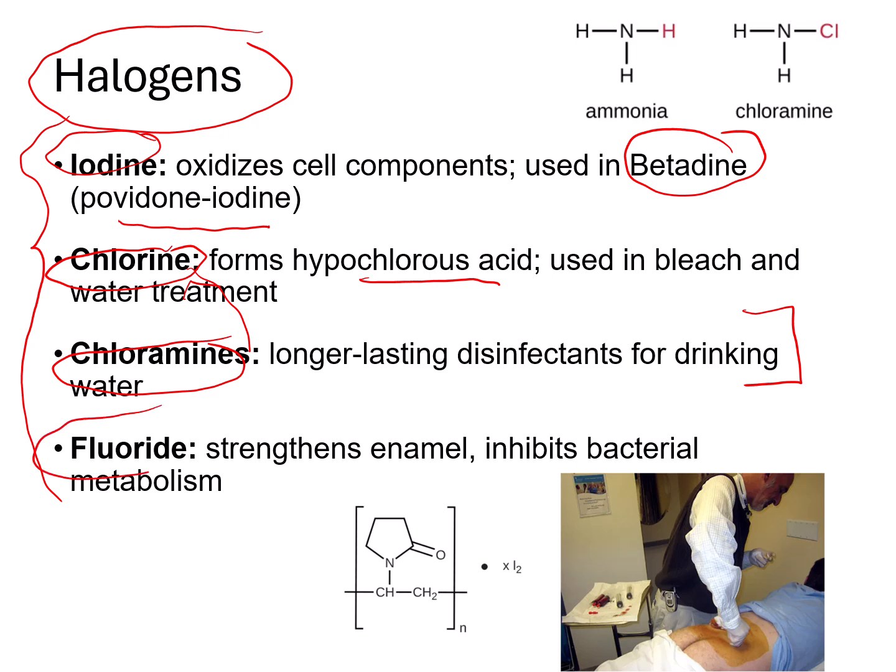And we have fluoride. This is the ionized version of fluorine. This strengthens tooth enamel and also inhibits bacterial metabolism in dental care. Overall, halogens are inexpensive and broad spectrum, but they can be corrosive and sometimes inactivated by organic matter.